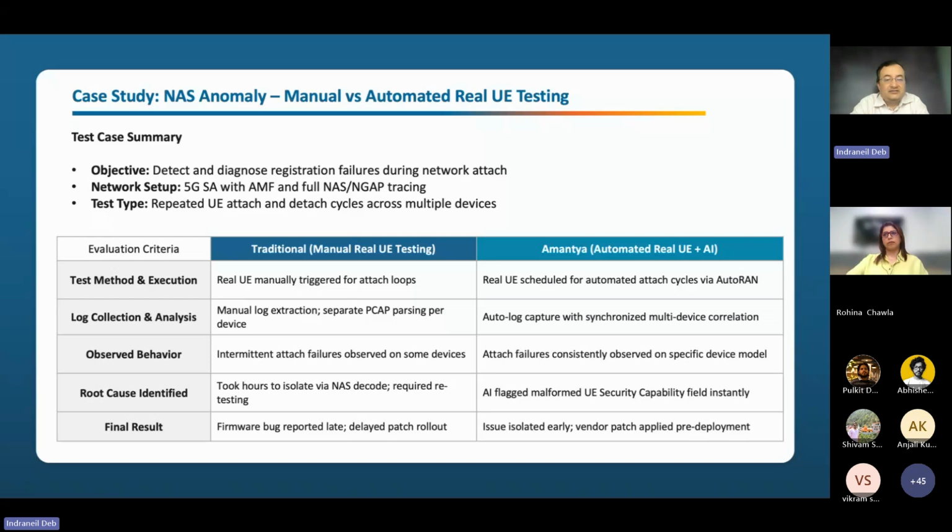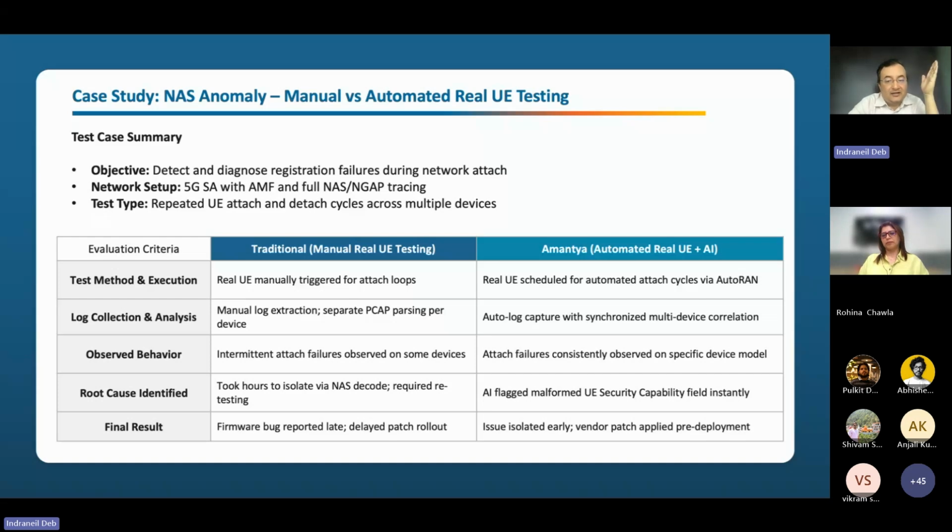Now, in the traditional manual real UE testing, we had real UEs manually triggered for attach loops. So multiple attaches and detaches were happening, and we found that intermittent attach failures were happening on some devices. At least that is what we observed, right? And when we shifted to automated real UE testing, we could do this at a much larger scale, where a large number of UEs could be configured to do automated attach cycles via autoRAN quickly, at a fast pace.